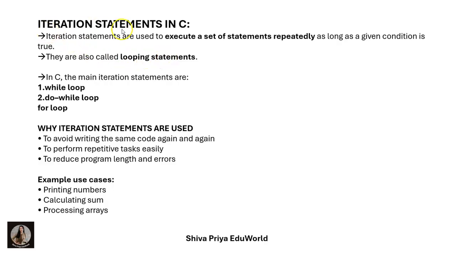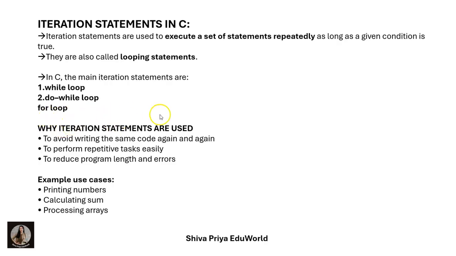The iteration statements are also called looping statements because they will loop continuously as long as the condition is true. In C, the main iteration statements are while loop, do while loop and for loop. These are the three main iteration statements in C.